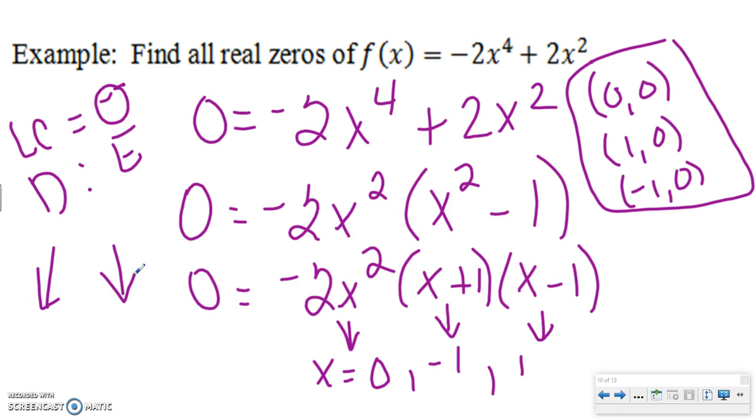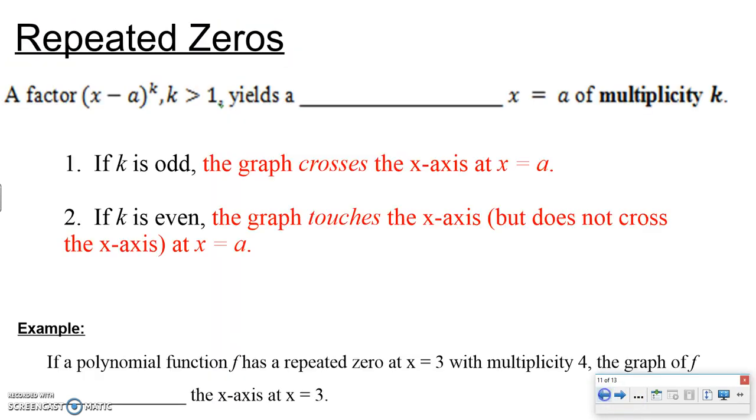So notice how the degree is 4, and I had said previously that you can expect to have 4 zeros. Well, first of all, that's at most 4 zeros. You're not always going to have the number of zeros that the degree is. But we do have this exponent of 2 here that's applied to the x equals 0. That actually means something. That actually means that we have a repeated 0.